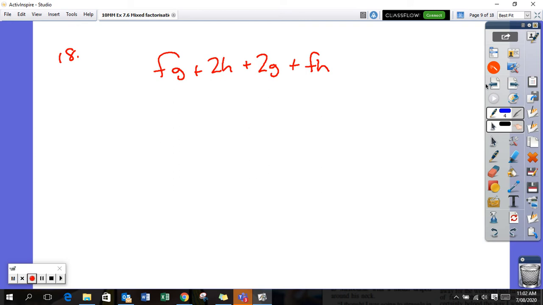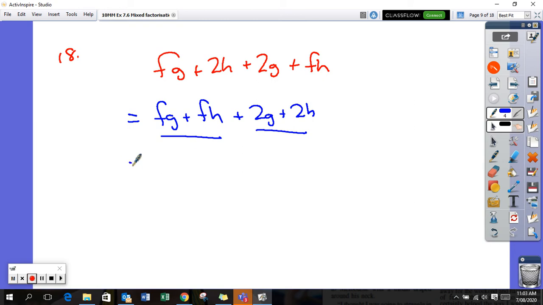Question 18. You're going to notice that there's two terms with f in. I'm just going to change things around a bit. So I'm just going to rearrange it. fG plus, I'm going to bring the f terms together, 2G plus 2H. So we've got f's G and H, 2's G and H. So here we're going to just factorise, take the f out and we're left with G plus H. Take the 2 out and we're left with G plus H.